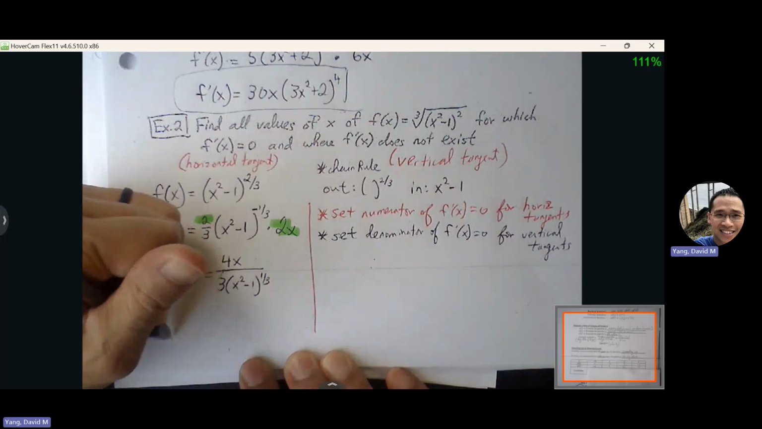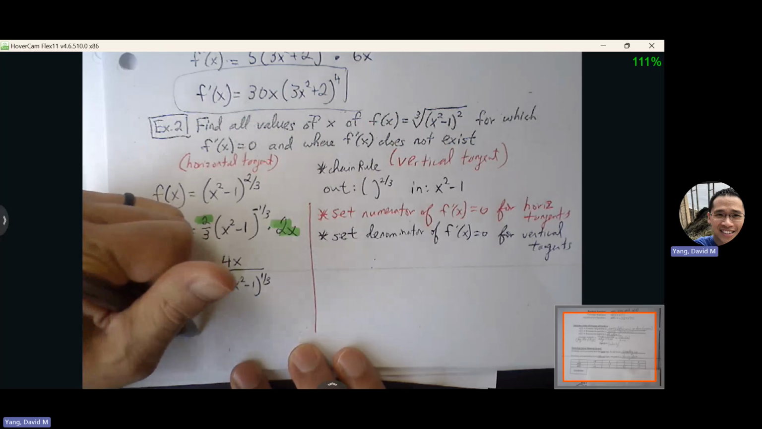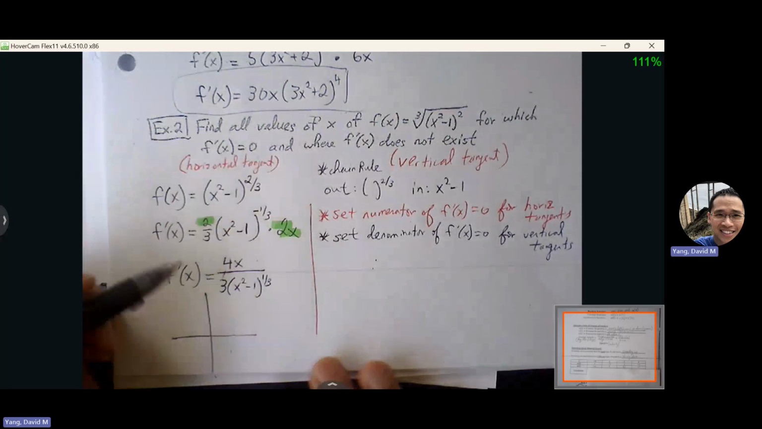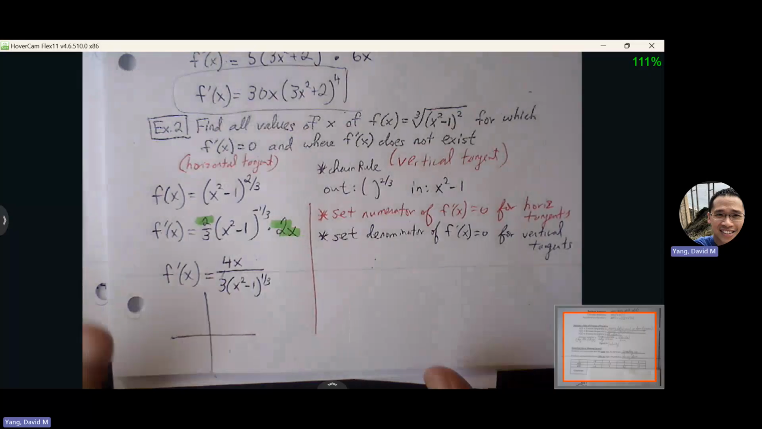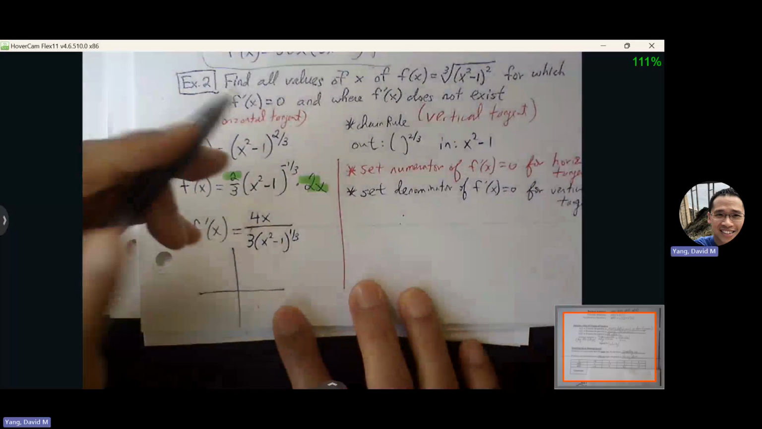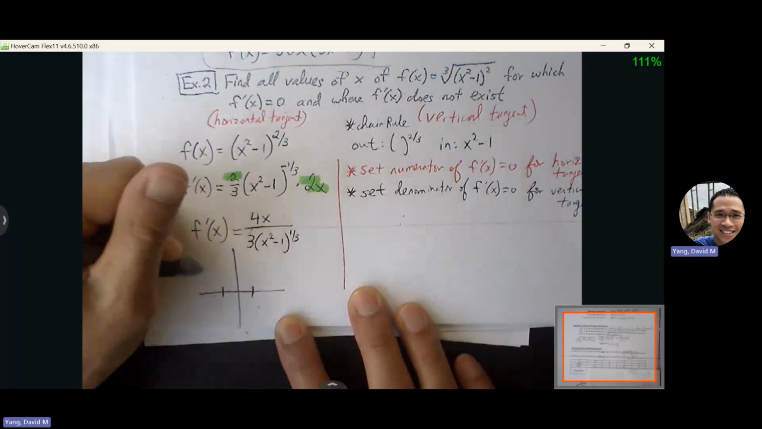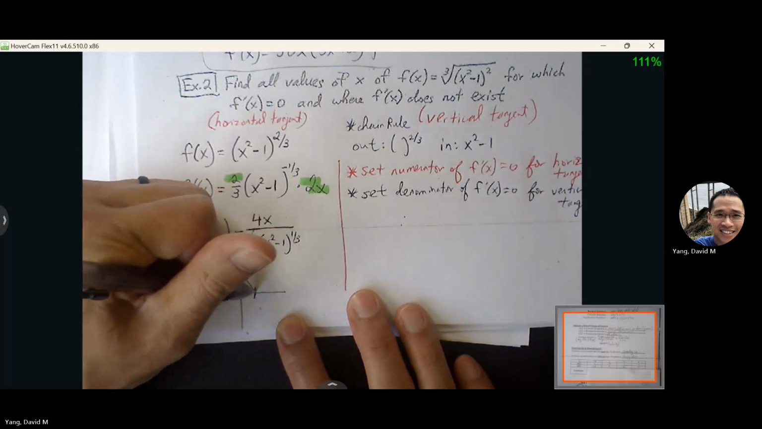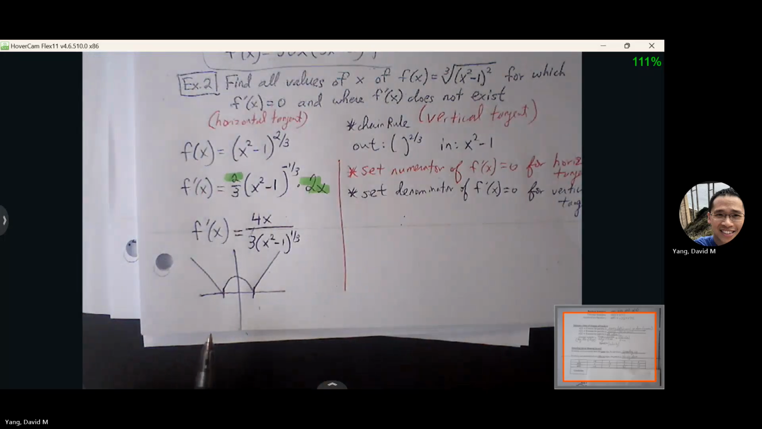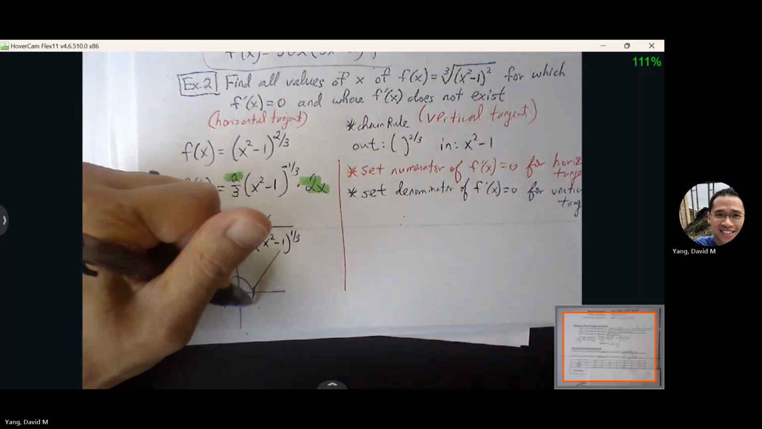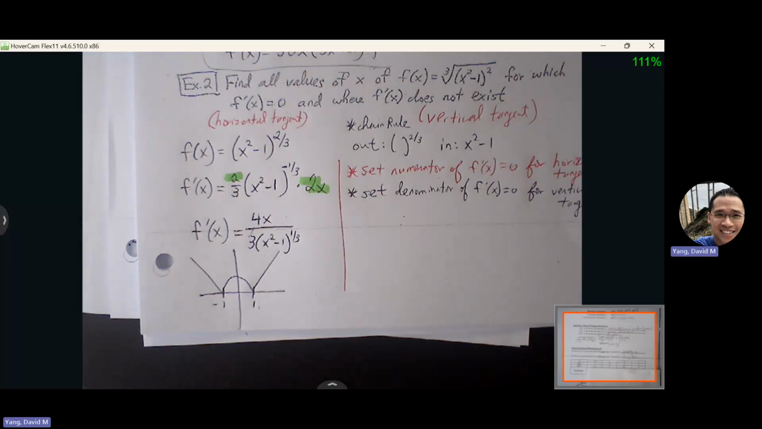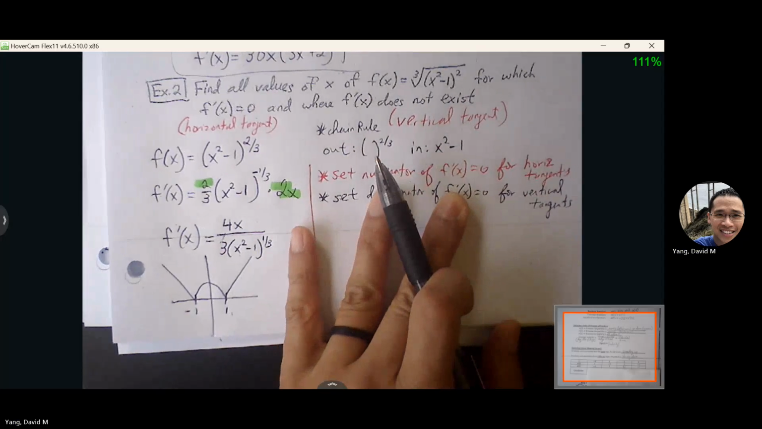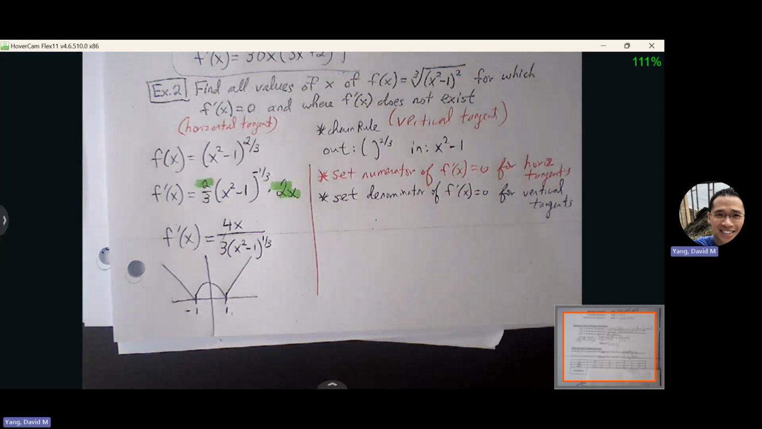Let me just give you an idea of what the graph looks like. Obviously, you're not going to have to graph it, but I just want to show you that the answer we get is going to be consistent with what the graph shows. So the graph looks something like this. If I were to ask you where the vertical tangents were off of this graph, where would you say they occurred? So vertical tangents means slope undefined. Where do you see slope undefined?